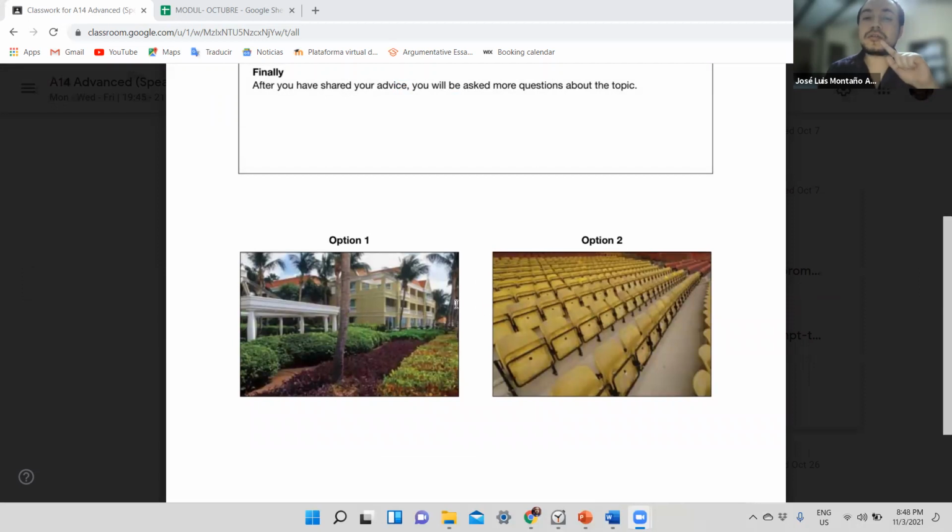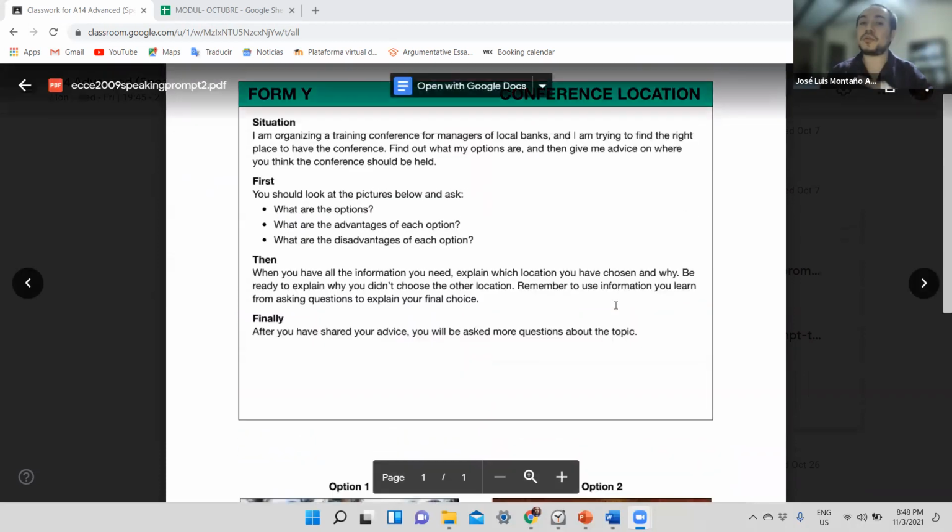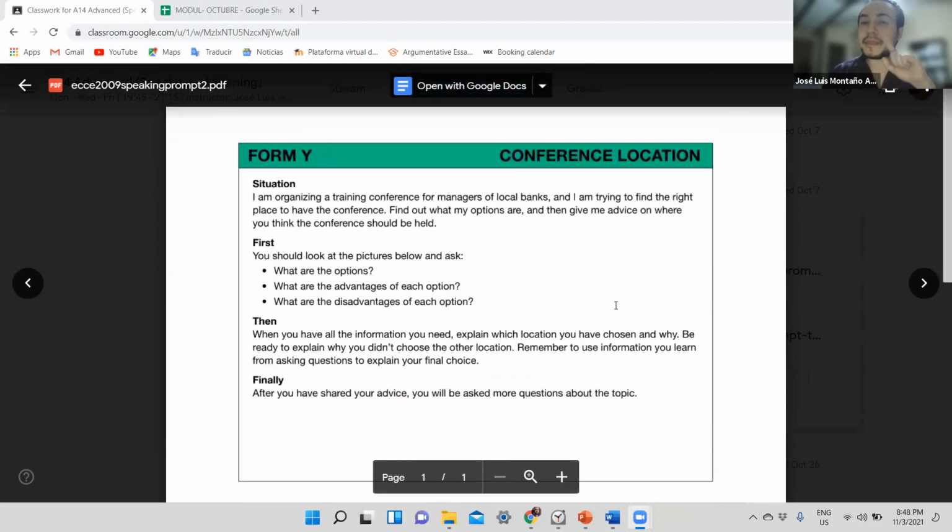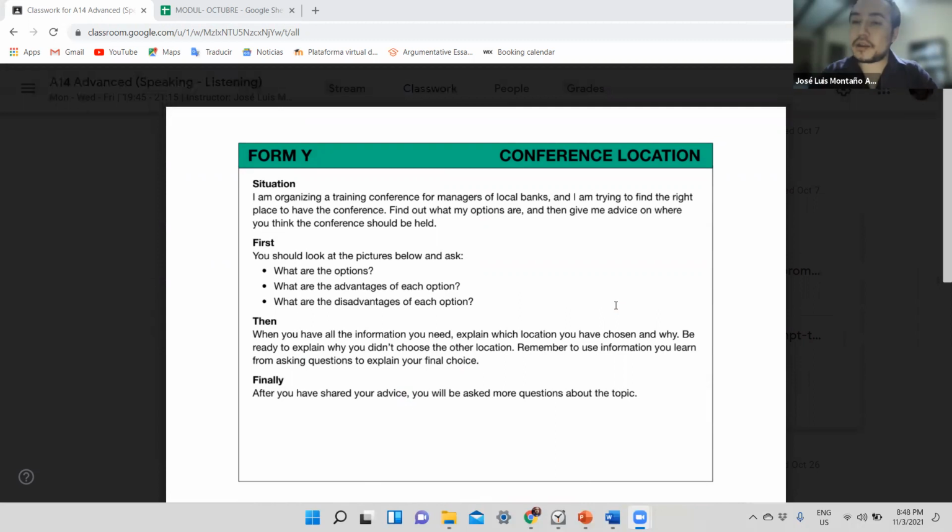And of course, they are going to help you also out in having some ideas of what you can say because of the elements that you can see on those pictures. Okay, so that's it. Let me know, please, if you're ready.